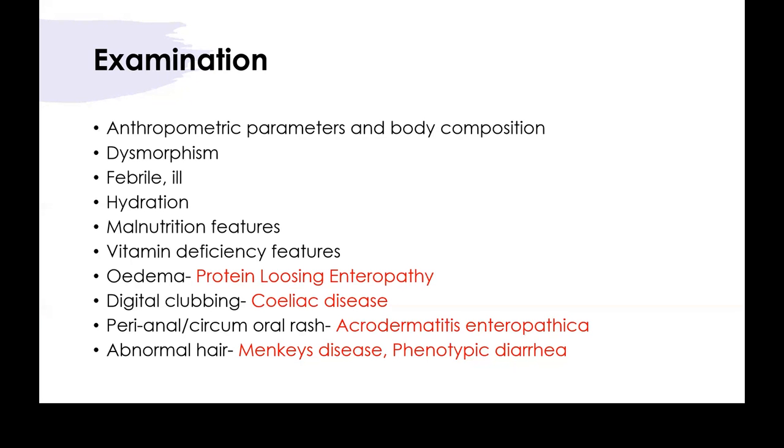And in a child with chronic diarrhea having edema, protein losing enteropathy is high on your list. Having digital clubbing will say celiac disease is one of the likely causes. Having perianal or circumoral rashes, acrodermatitis enteropathica is one of the important differential diagnoses you have to think of. And having abnormal hair, think of Menkes disease and phenotypic diarrhea. In Menkes disease, you can have very sparse hair. In phenotypic diarrhea, which I mentioned earlier, the hair change is called trichorrhexis nodosa.